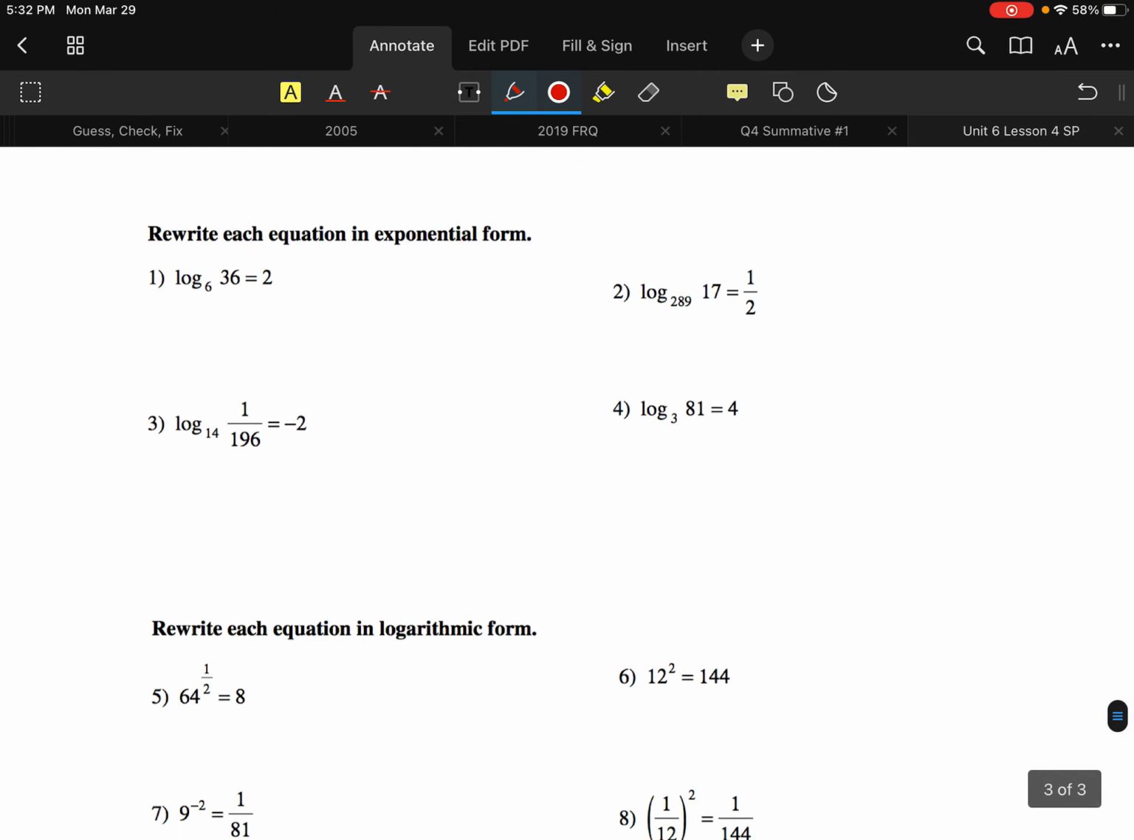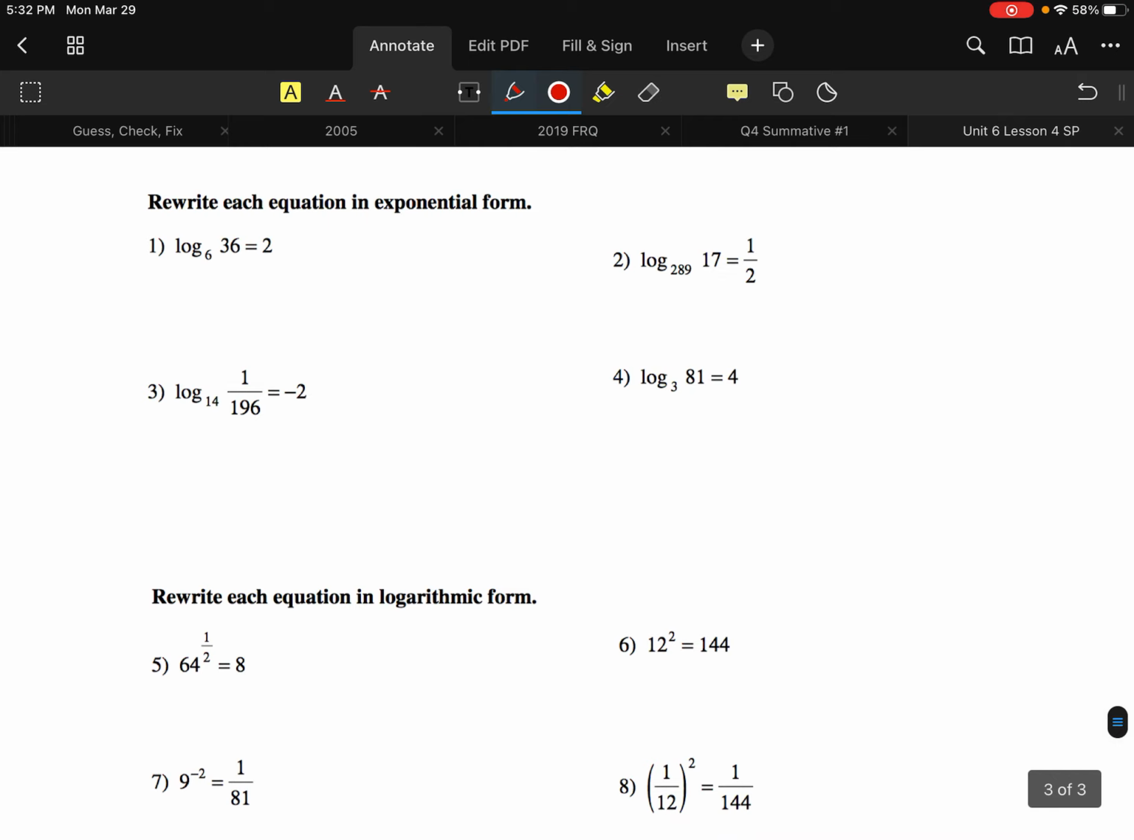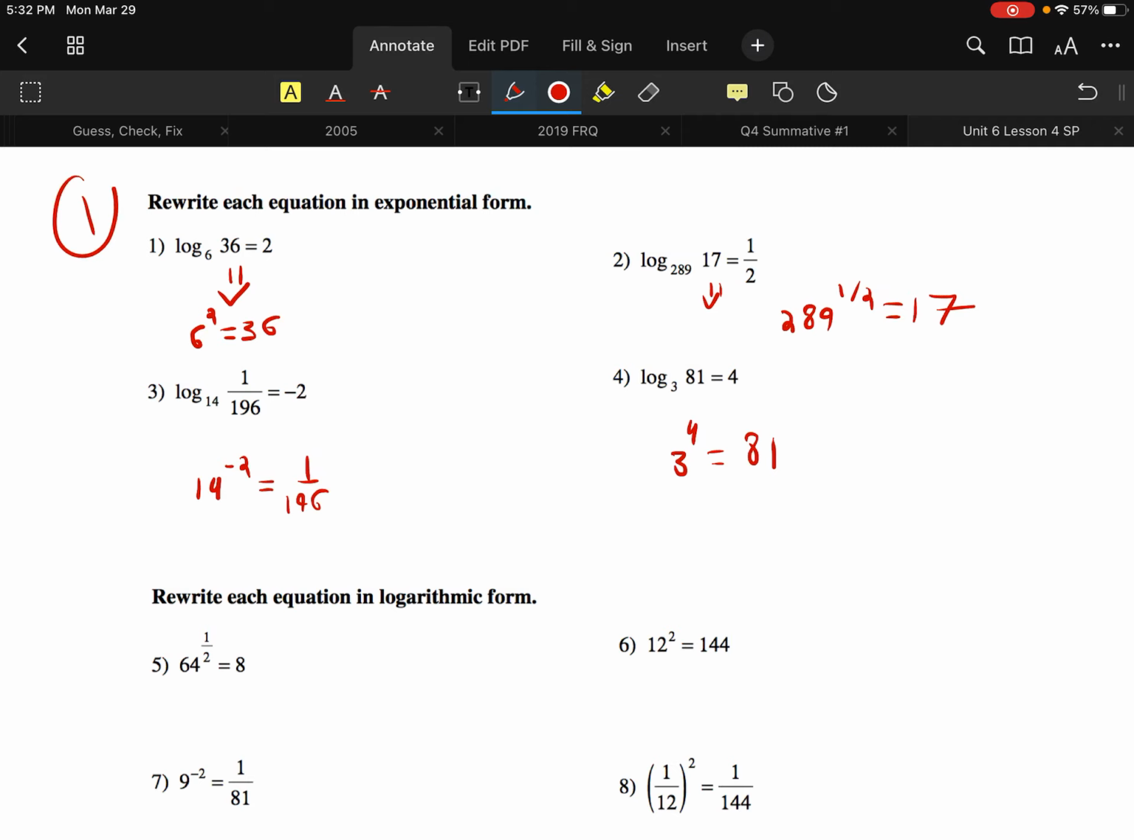And so what you're going to have to do, and this is pretty much wrapping up here, is be ready to translate back and forth. So I should be able to give you this expression, and you know that it means 6 squared equals 36. That we know the log in base 289 of 17 means that 289 to the 1/2 power equals 17. That this log means 14 to the -2nd is 196. And that this means that 3 to the 4th equals 81. So the first level of difficulty is just rewriting them.